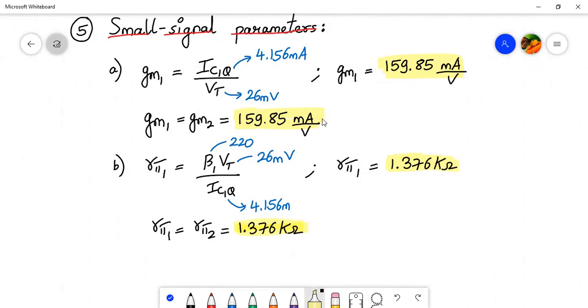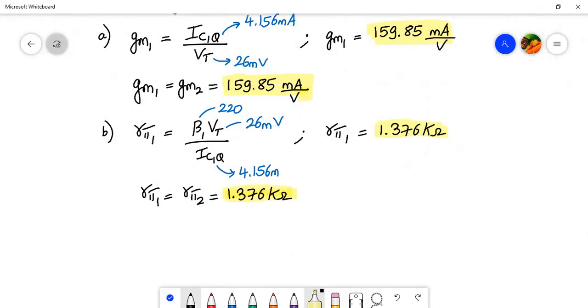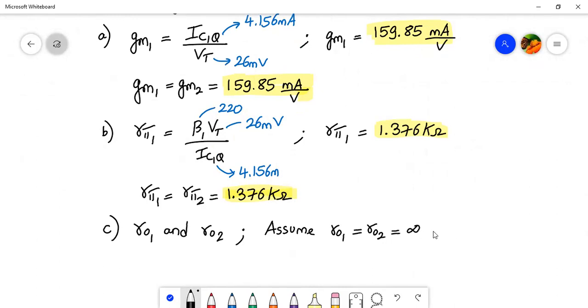Fine. Now, this we have written since both the stages are symmetric. gm1 and gm2 are the same, r pi 1 and r pi 2 are the same. What other parameter do we have for a BJT? We should have ro1 and ro2. We know that the value of early voltage is not given, so we'll assume ro1 equal to ro2 equal to infinite ohms. We'll assume this if the value of early voltage is not given to us.